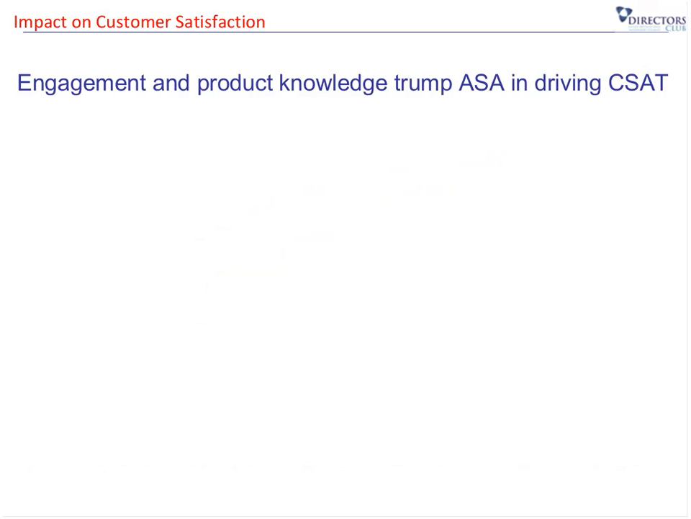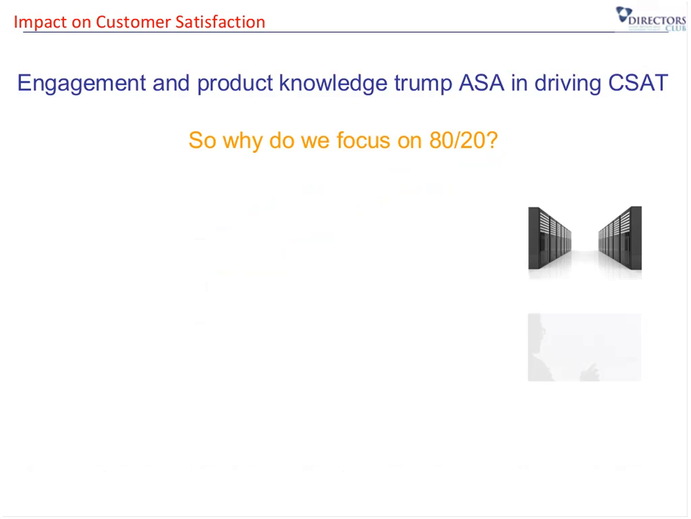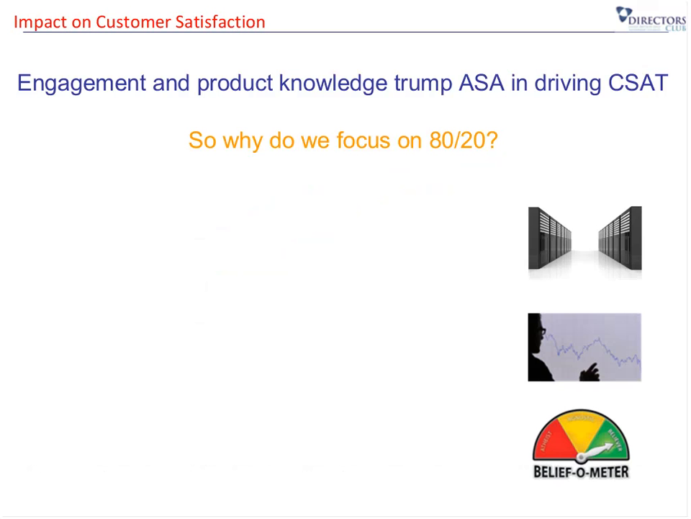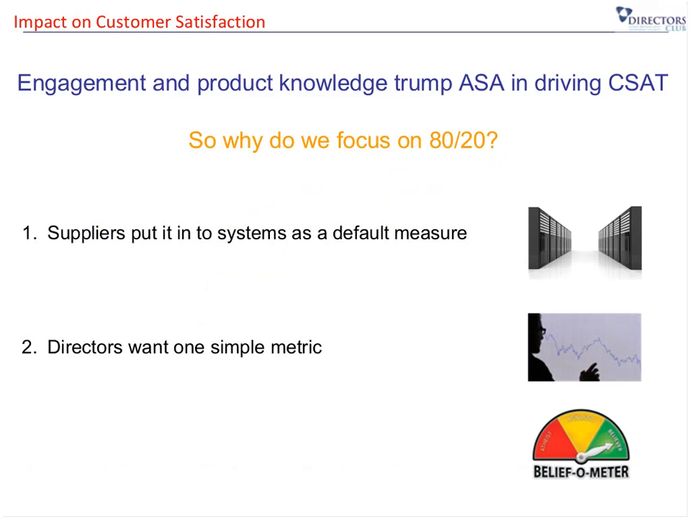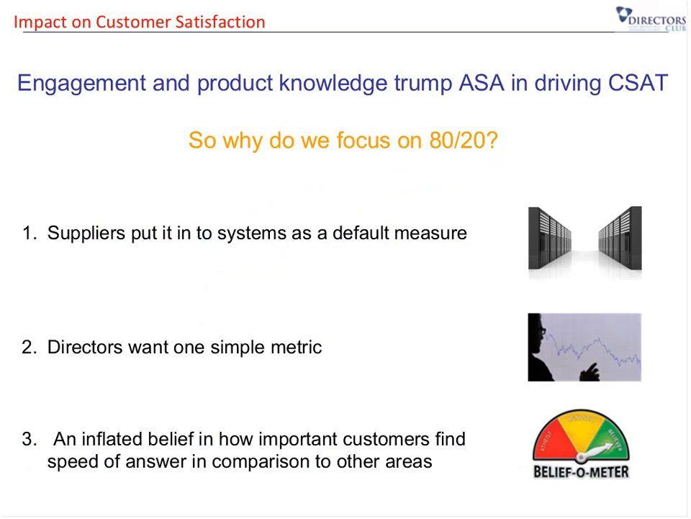But what's the most common performance target? 80% of calls answered in 20 seconds. And the reason for this is threefold. A lot of the reasons, and Joan touched on this indirectly earlier, is that technology suppliers put it into their systems as a default measurement without taking into consideration what strategy or sector their clients might be in. And also, senior directors want a simple metric, something that's simple to understand to gauge performance. And there's also a belief that speed of answer is more important to customers than other things.